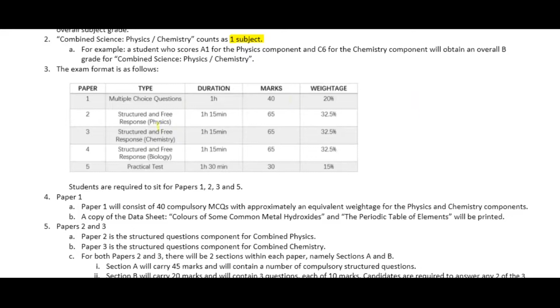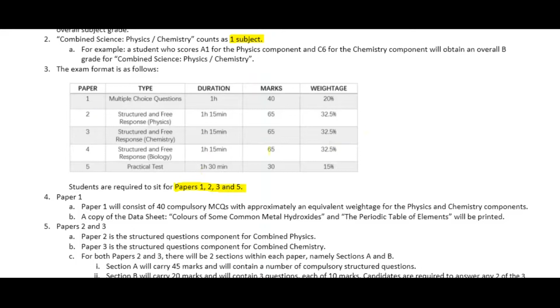The combined sciences actually can include biology. However, we will ignore the biology component because here we're just focusing on students who are taking combined physics and chemistry. So although paper 4 states that there's a paper for biology, students who are taking combined physics and chemistry do not have to sit for paper 4, right? So in other words, students are only required to sit for papers 1, 2, 3, and 5. This is very important.